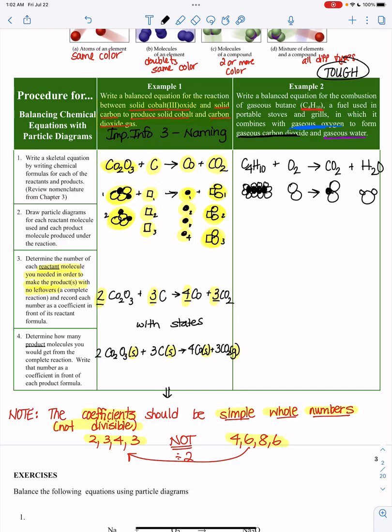So it was like, I write a balanced equation for the combustion of gaseous butane. Combustion again means I burn in air or I add oxygen. C4H10, a fuel used in portable stoves and grills, combines with gaseous oxygen to form gaseous carbon dioxide and gaseous water. We could include the states later. And so I drew one of each.